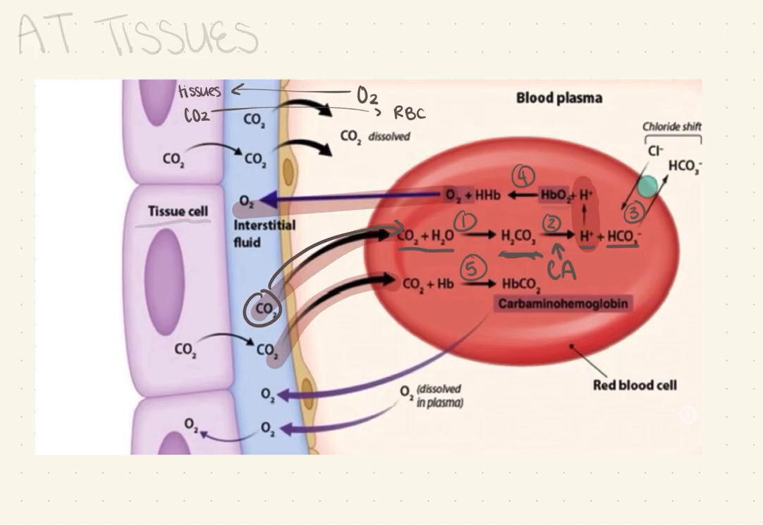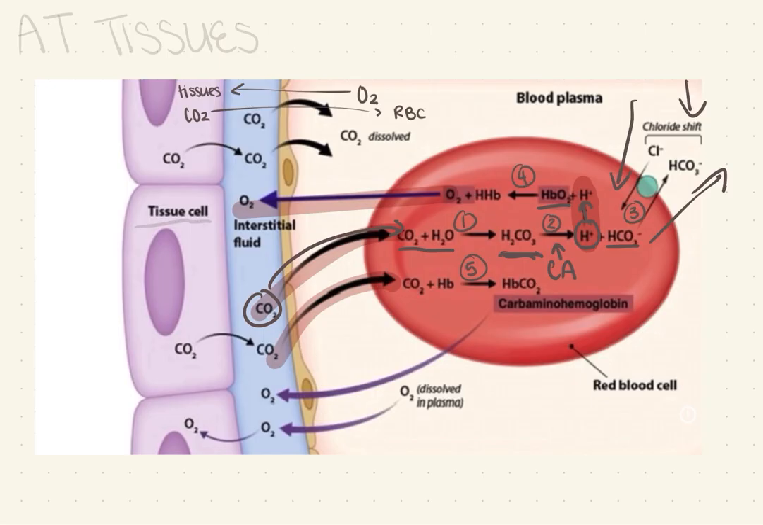Step 3 is the chloride shift right here, where this bicarbonate is going to be sent out of the red blood cell and a chloride will be sent in to take place of that negative charge. Now for step 4, this freestanding hydrogen is going to be used here. It's going to combine with oxyhemoglobin.